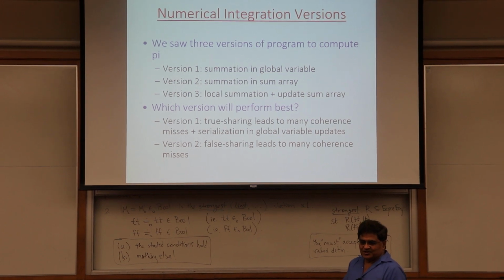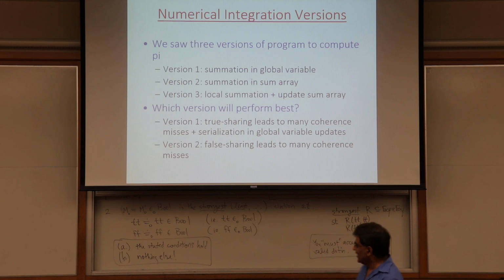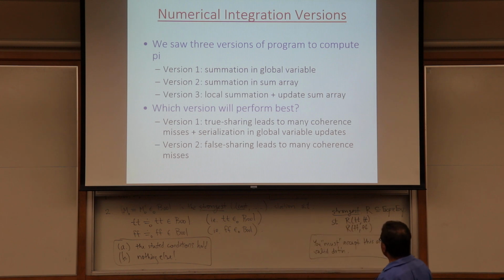At some level, there's no contention, but there is false sharing. Okay, anytime I point to you, you have to say false sharing. All right. And then you have version 3. Version 3 does all the local summation, and then it just writes once into the global array. Okay, so which version does best?